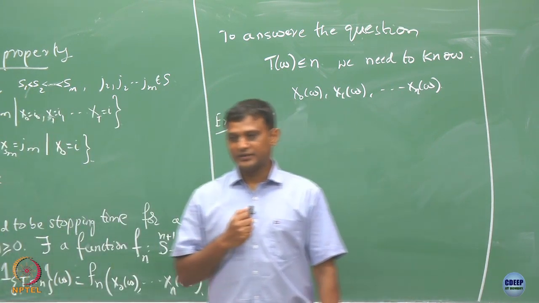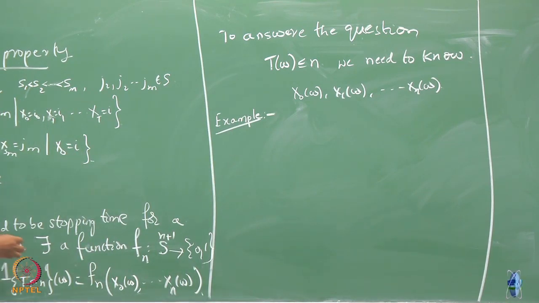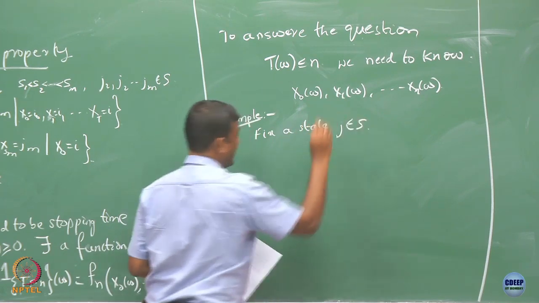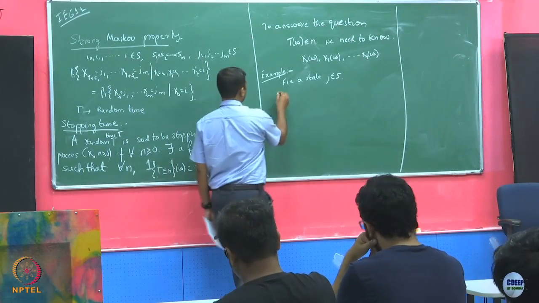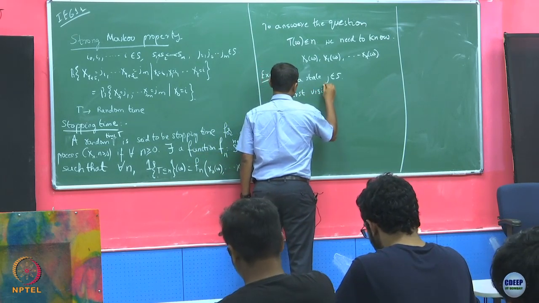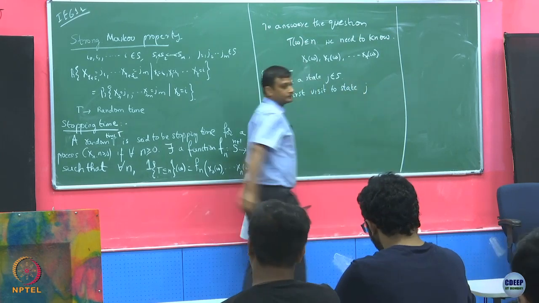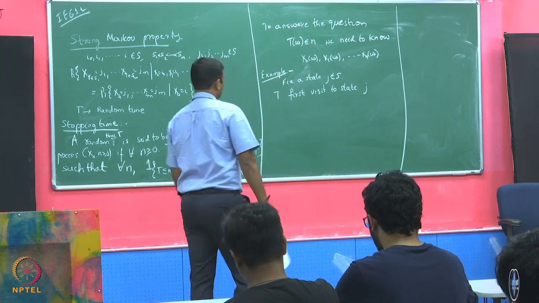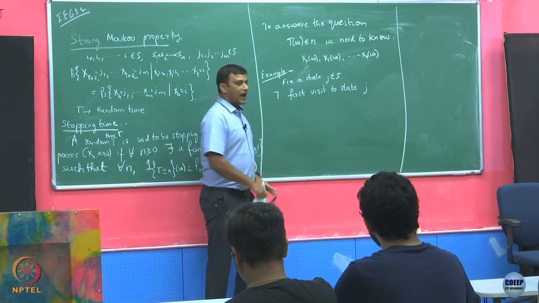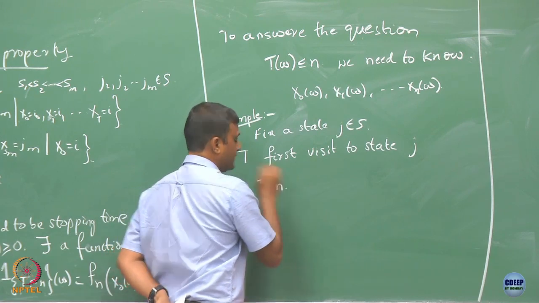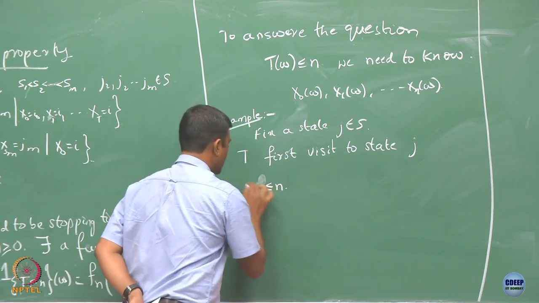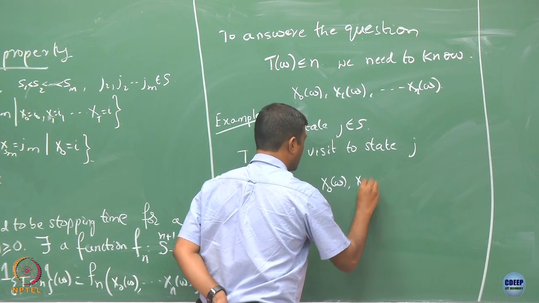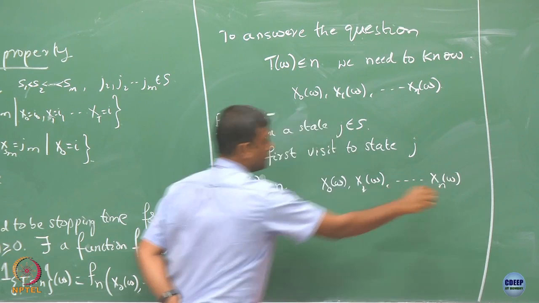Some trivial examples could be, okay, anyway, before that let's see this. Suppose, let's say, fix a state J, and I'm going to now define a random time t to be the first visit to state J. Now, if I define t to be like this, and if I want to answer the question whether t is less than or equal to n on a particular sample point, let us say t of omega, is it enough if I pass on this much of state information till n?